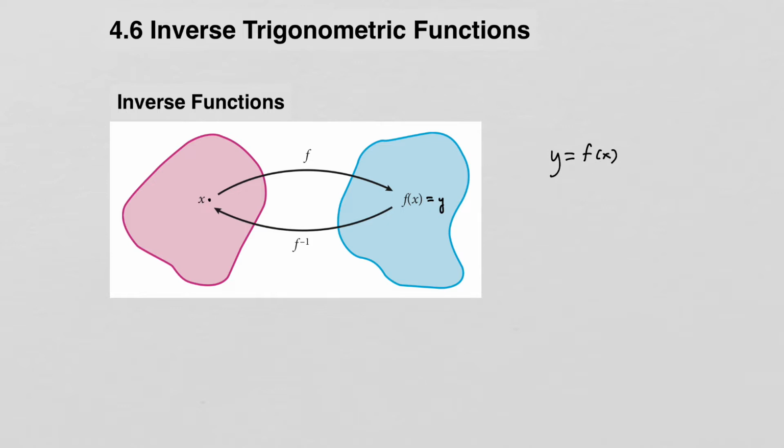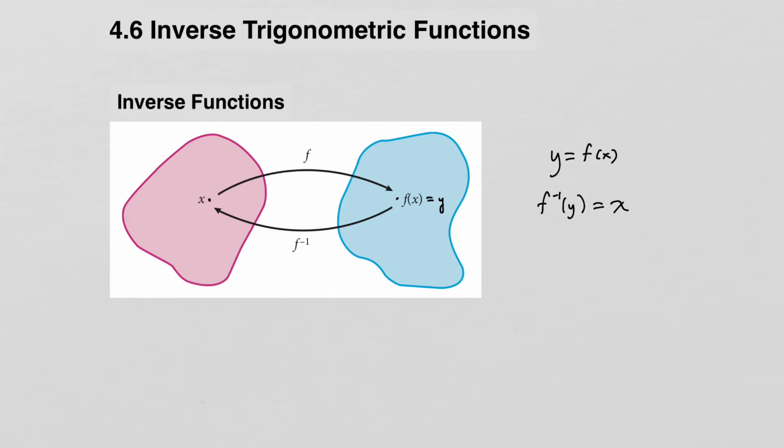The inverse of a function is the function that will undo whatever the function did. So the inverse function will take this value over here, which I will call y for short, and it will send it back to where it came from. And so in that way, we will say that f inverse of y is equal to x. So an inverse function simply undoes whatever the function did.